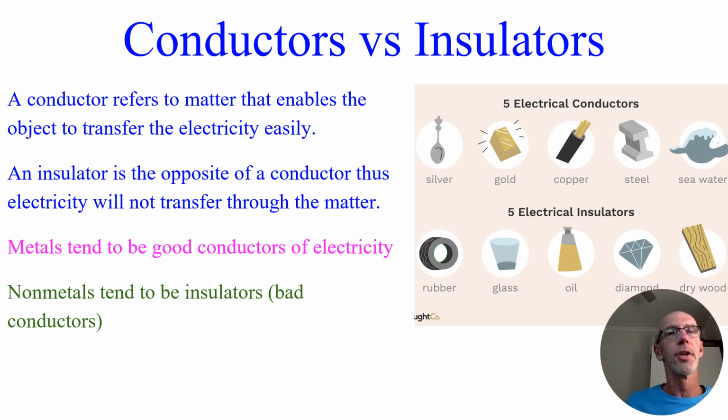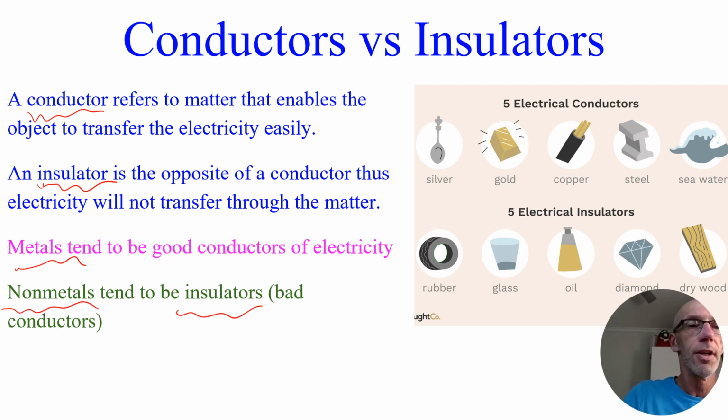The fourth characteristic is: is the object a conductor or an insulator? If it's a conductor, then the object is very efficient at transferring electricity, efficient and quick. The electrons in the valence shell of the atoms can easily hop across to the adjacent atoms and transfer the electrical charge, which is what we have with metals. Metals are good conductors. An insulator is the opposite. It's not good at transferring electricity through that matter. Non-metals tend to be insulators, the opposite.